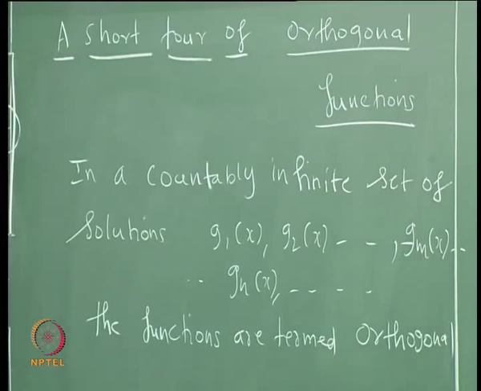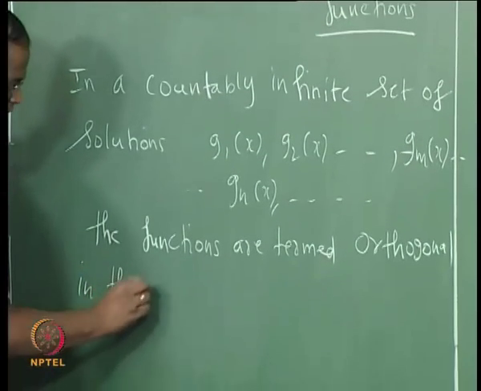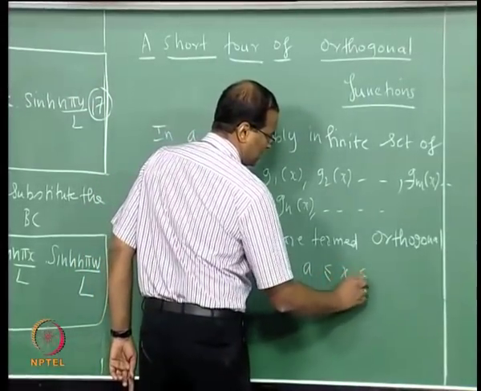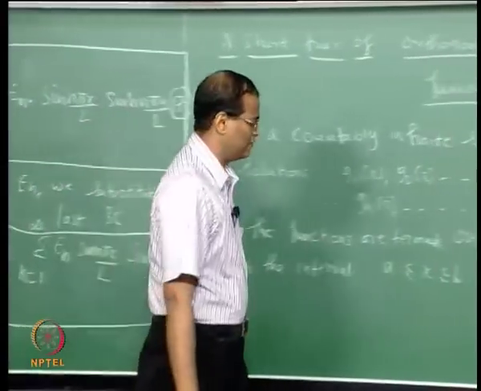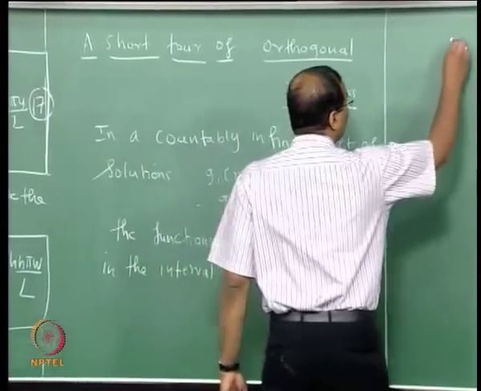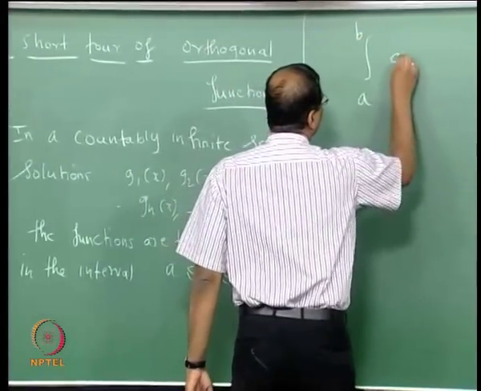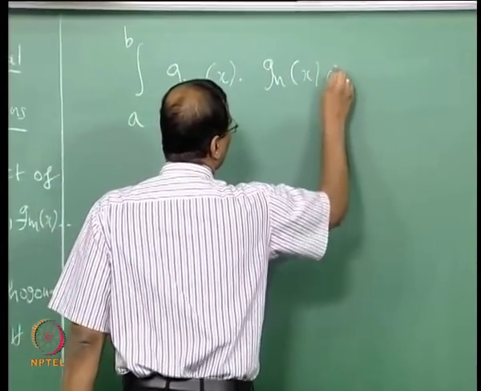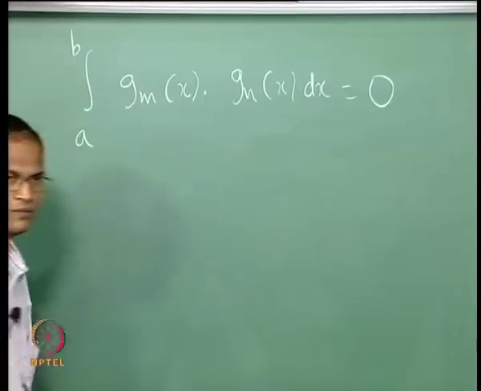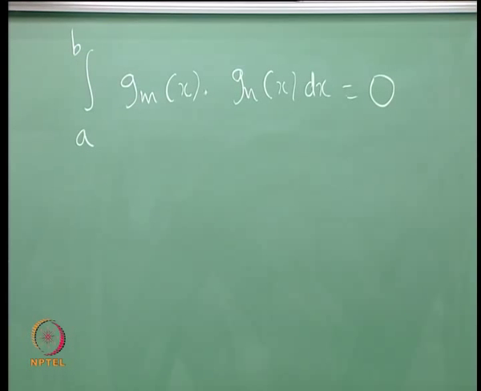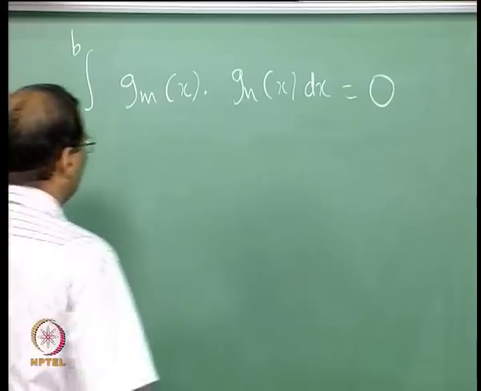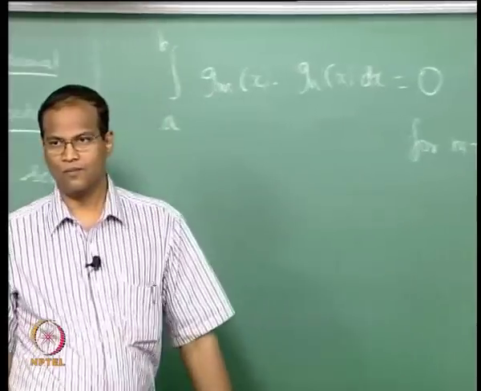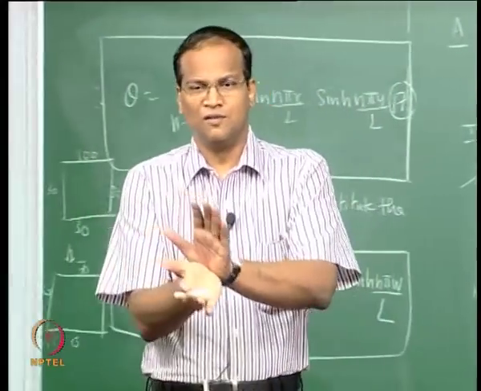In the interval a less than or equal to x less than or equal to b, if the integral from a to b of Gm of x into Gn of x is equal to 0 for m not equal to n, we say the functions are orthogonal.